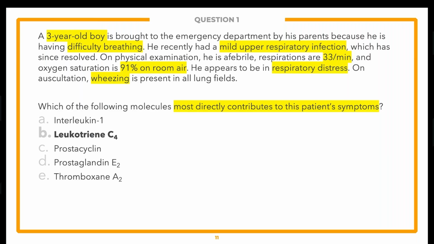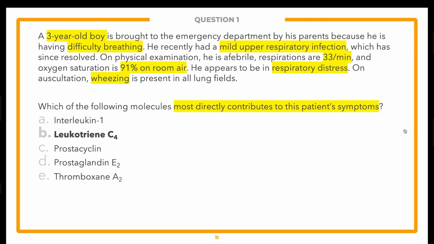Prostaglandin E2 is a vasodilator that inhibits T cell signaling and also dilates bronchioles. So it would be the opposite of what's happening here, right? We want to constrict the bronchioles in asthma, not dilate. And then option E, thromboxane A2, is also part of the COX pathway and stimulates platelet aggregation and constricts blood vessels. So great job if you got this one.